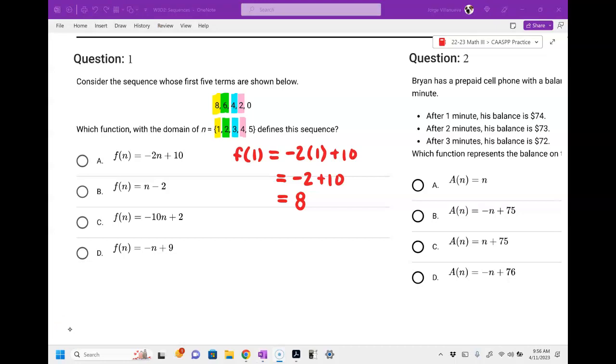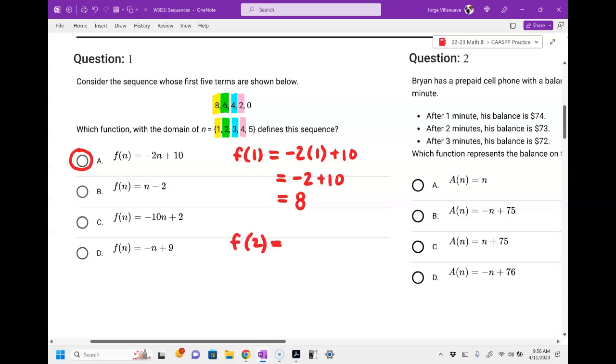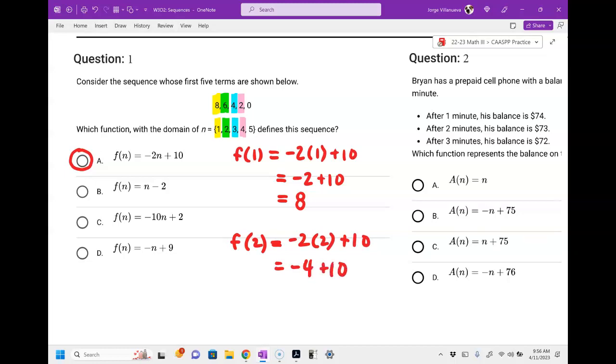So the first one worked. Now let me see if plugging in a 2 gives me a 6. So I'm still working with just A. I'm working with this one right here, okay? So f of 2 is equal to negative 2 times 2. That's what I got to plug in. Plus 10. That's negative 4 plus 10. That equals 6. Is that supposed to be the right number? I plug in a 2, I get a 6? Yeah. So that means my answer is A. If it would have not worked, then I would have checked part B. Okay? And if that would have not worked, then I would have checked the next one.